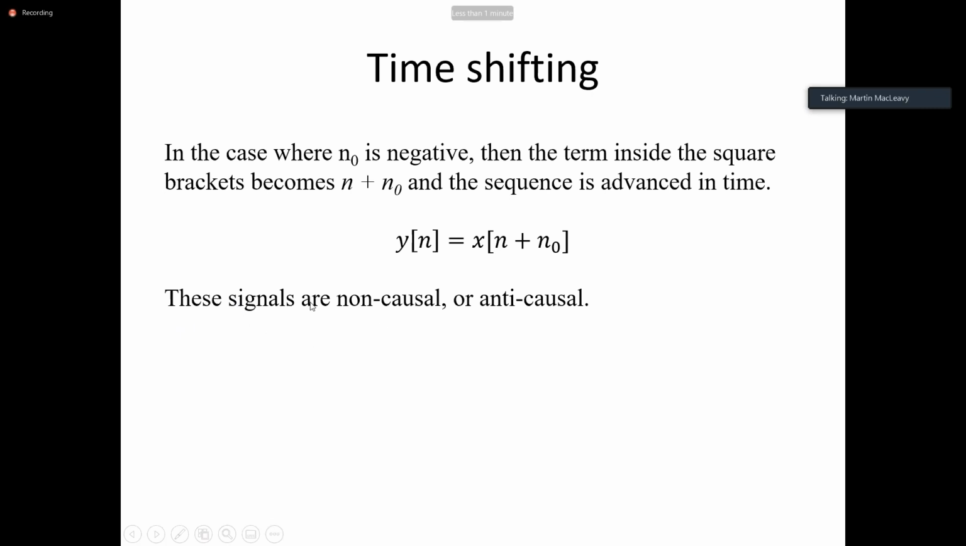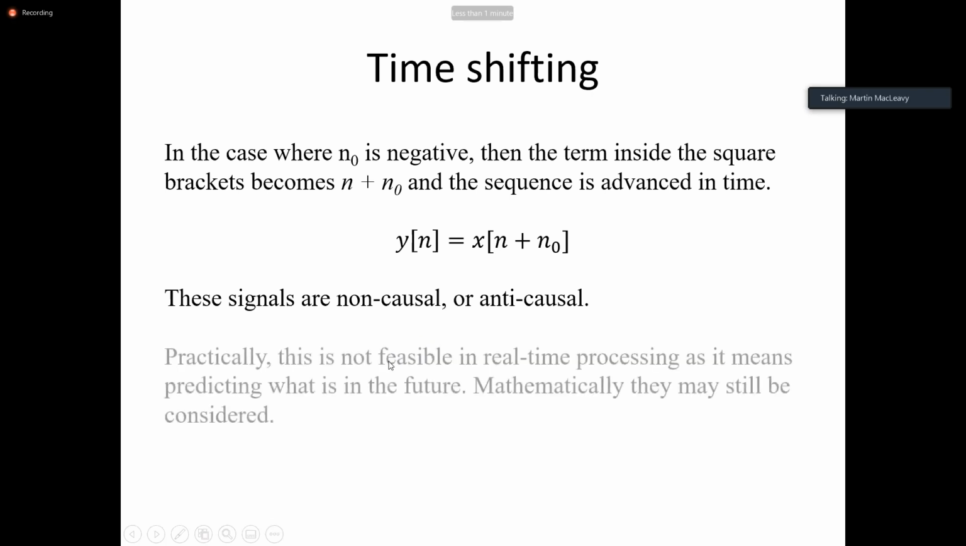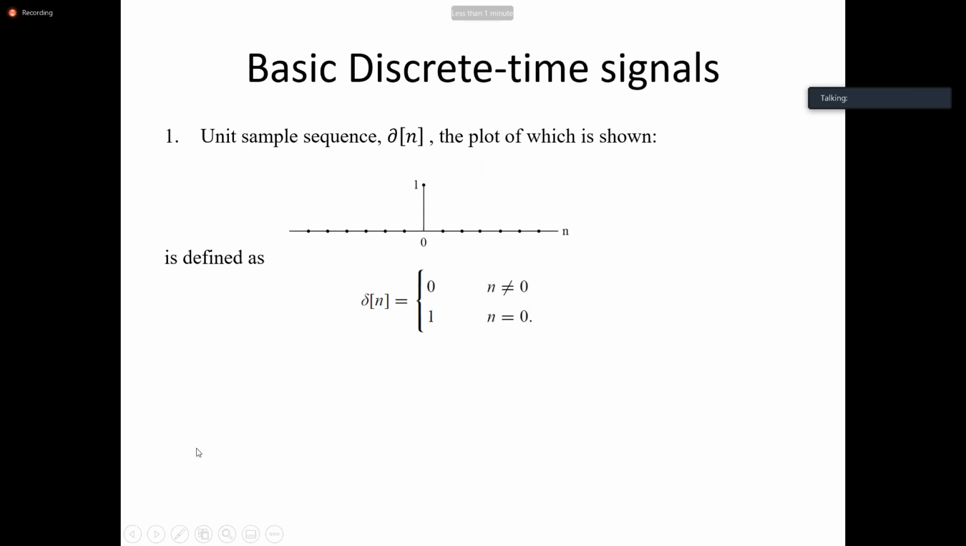So either of these two terms will be experienced. And as I say, anti-causal signals cannot be realized in real time. Mathematically, we can. Neither can non-causal, because that means you know both what is in the future and what is in the past. But we may still consider them mathematically.